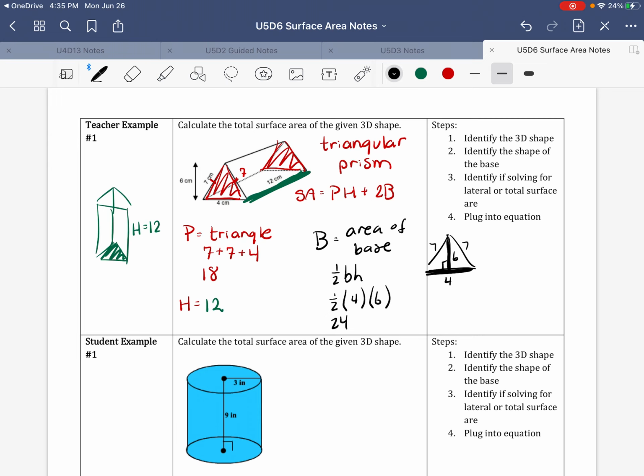Now that we have all of the values of the variables, we're going to plug it in. Perimeter is 18 times the height, which is 12, plus 2 times 24, which is our base, giving us a total of 240 centimeters squared. Go ahead and try teacher example number 1 on your own.